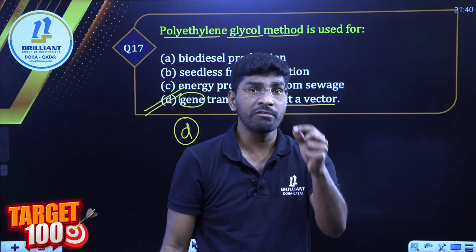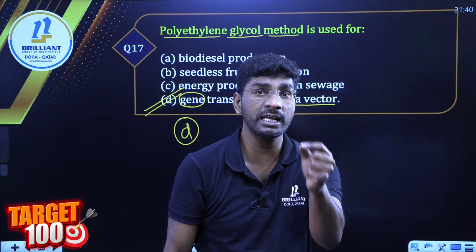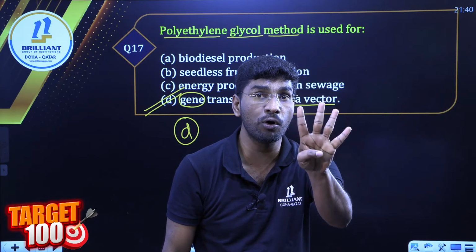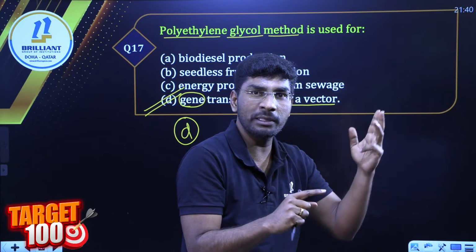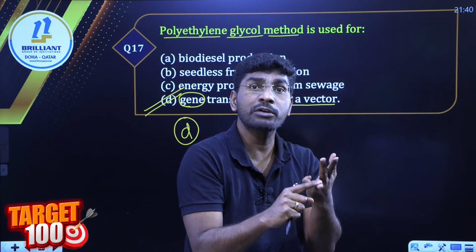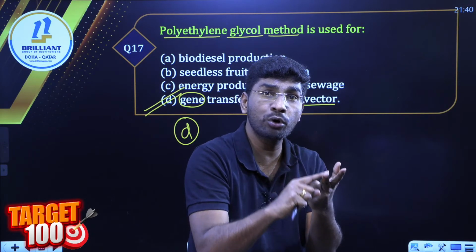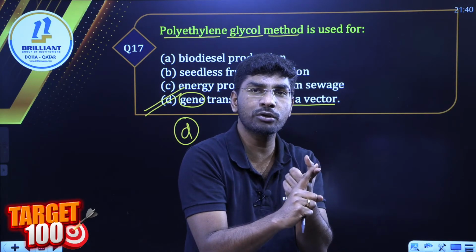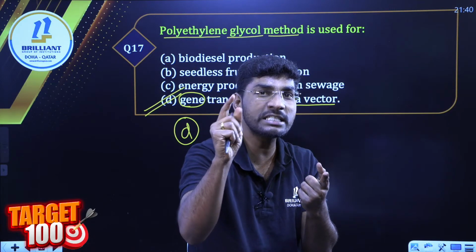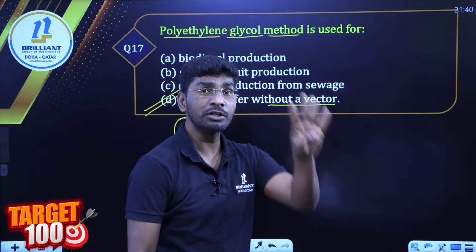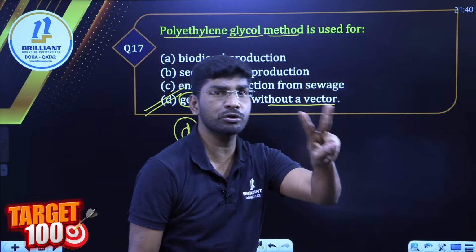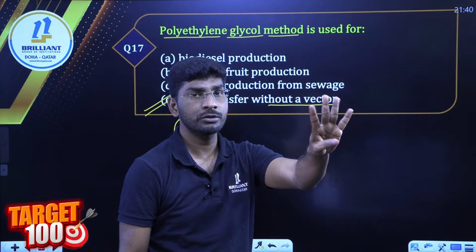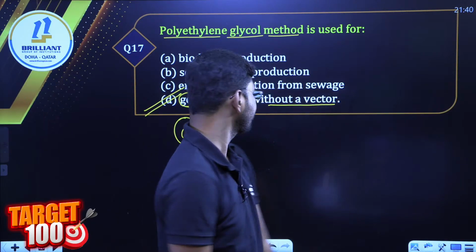Remember all of you, there are 4 gene transfer methods without a vector. Number 1, the chemical method, called the polyethylene glycol method. Number 2, the electroporation method. Then the microinjection method. The third one is the biolistic gene gun method. Remember these 4. From these 4, we can expect a 2 mark question also. So prepare these 4 methods carefully.